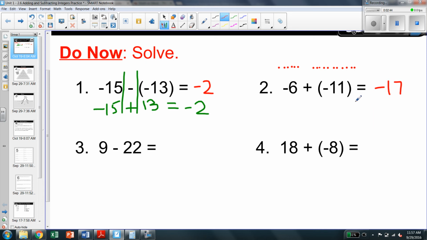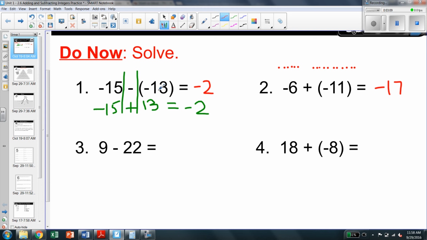Another way to think about that is what we talked about in class. A shortcut to all, instead of drawing out these chips, is if the signs are the same, add the absolute values and keep the sign. So in this case, they're both negative. Since they are the same thing, I can put them together. 6 negatives and 11 negatives make 17 negatives.